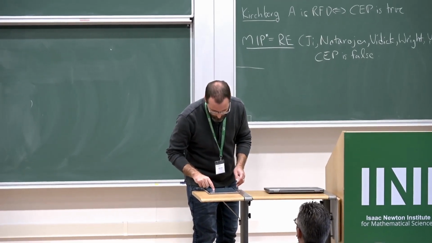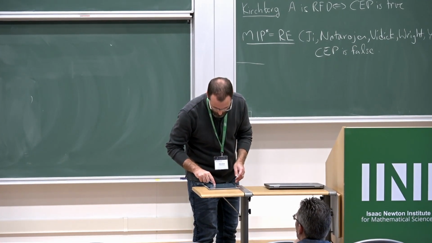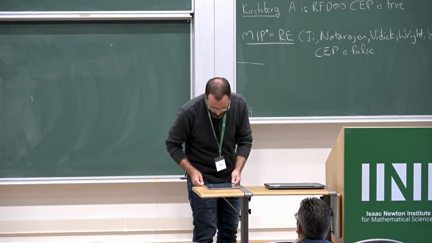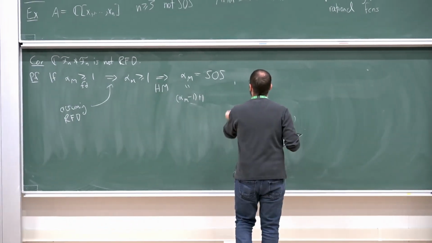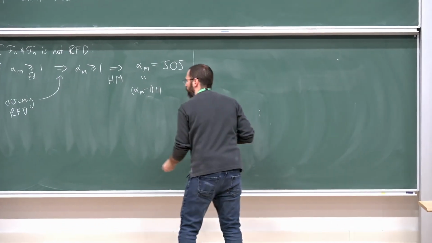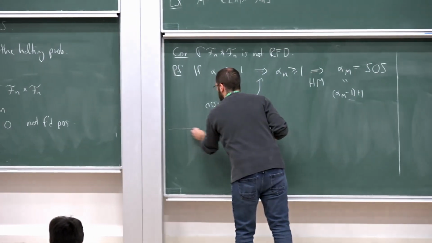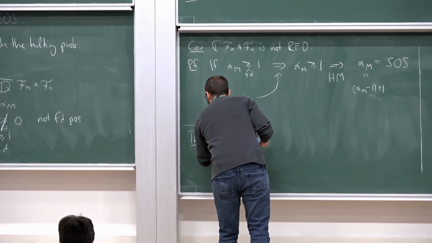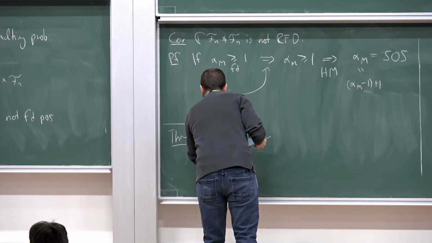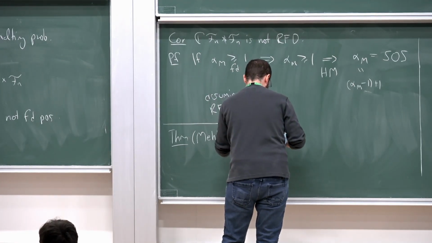I wanted to give a few more minutes, right? So I wanted to use the last 10 minutes to show some indication of the proof of this. So how that works, we can also say something about tracial positivity.